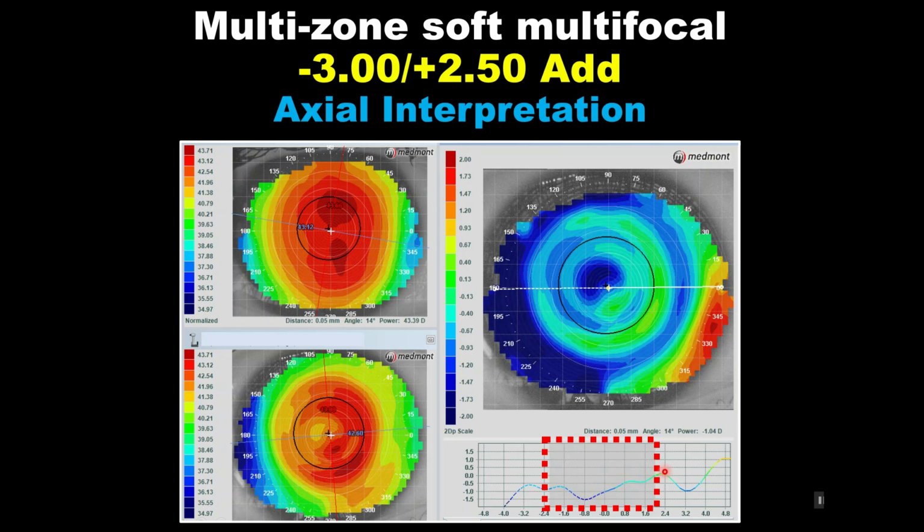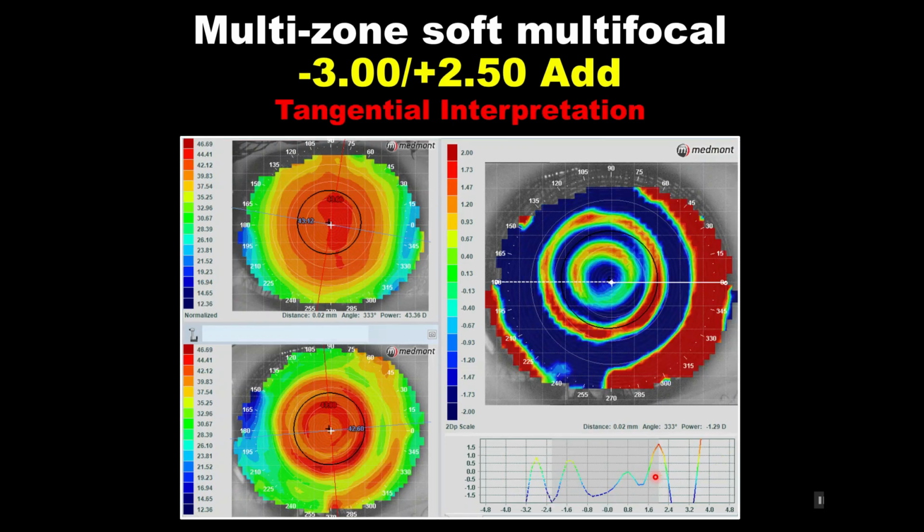So that might be an indication of why we're needing more minus in the center, and even still it's not giving us good quality vision, and we need more plus, and it's still not providing good quality of vision because we're not distributing the powers evenly or symmetrically from the visual axis outward.